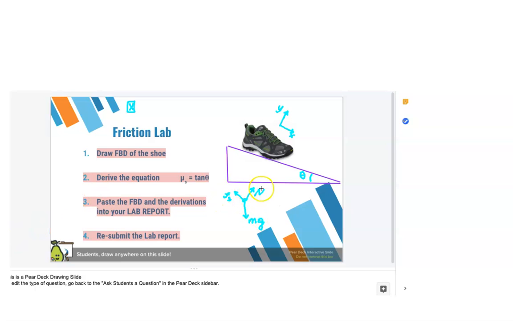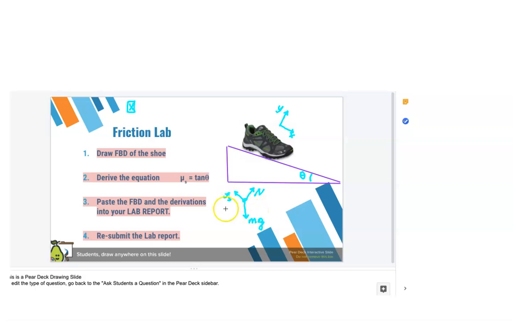This is my free body diagram of the shoe. I represent the shoe as a dot. I put the mg force downwards. Normal force is perpendicular to this inclined plane, which is along the y-axis, and the force of static friction is parallel to the x-axis, parallel to the inclined plane. Those are the only three forces acting on the shoe.